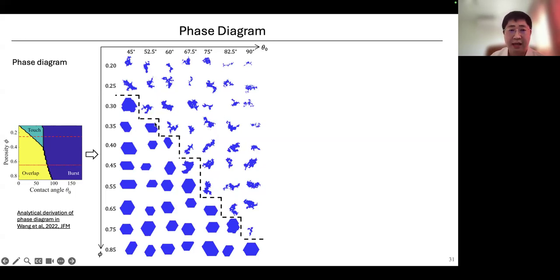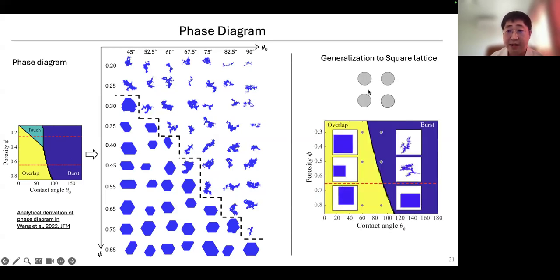We also apply the same analysis to different structures. Here, all the particles are placed on a triangular lattice. But what happens if we have a square lattice? Again, we have the analytical line, and then we run the simulation.